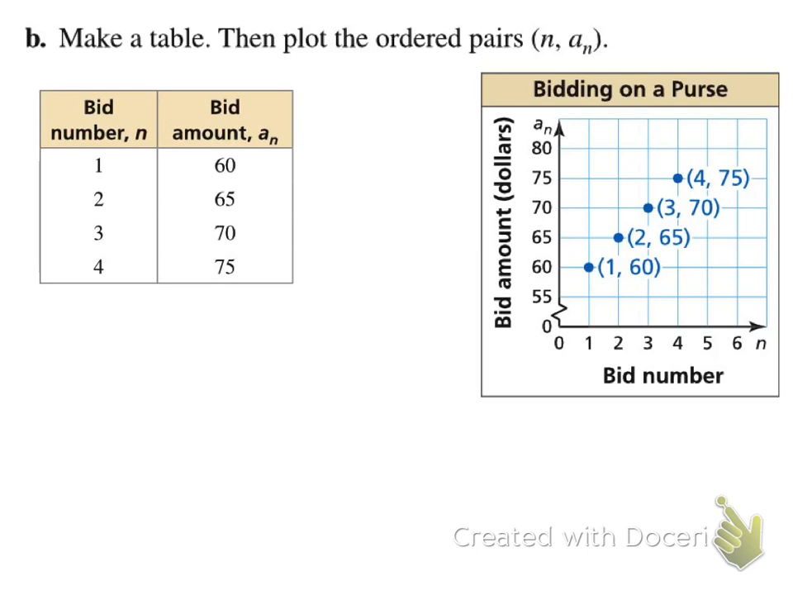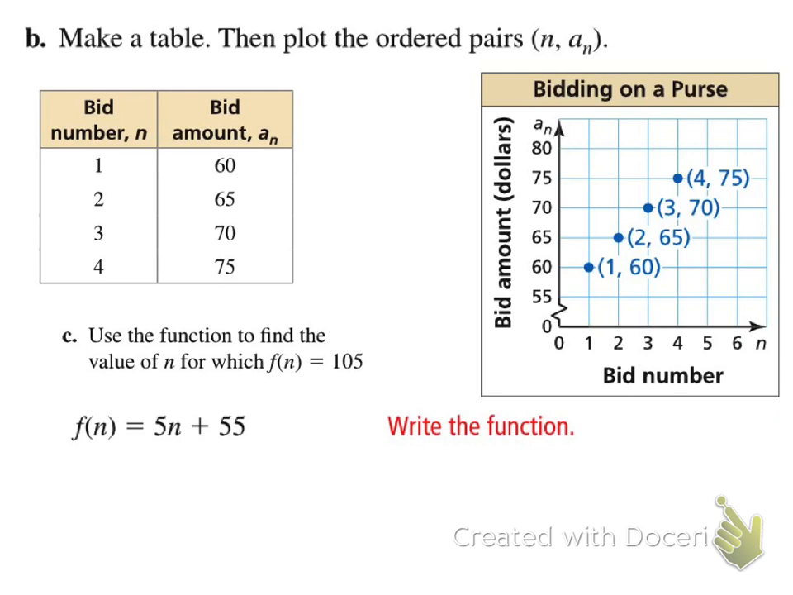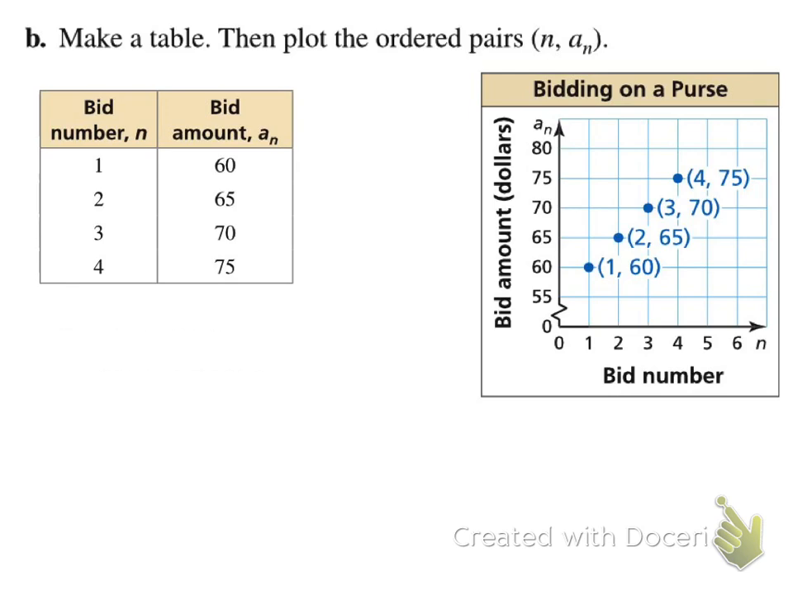Now, the next part of that, we made the plot and we graphed it. And it says use the function to find the value for n. Well, our function equation was this, right? A sub n, but now we're just changing it to function notation. And what would I do with the 105? Because, let me go back to the problem.